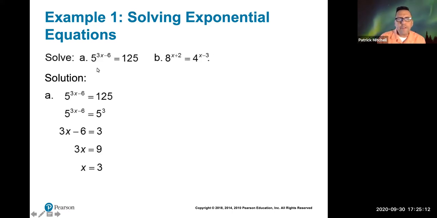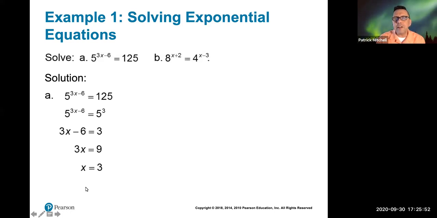Okay, so for 5 to the power 3x minus 6 equals 125, we rewrite 125 as 5 to the power 3. So now our equation is in the form b to the m equals b to the n. The two bases are the same. So remember, whenever that happens, it means that your two exponents are equal. So in this case, 3x minus 6 equals 3. If we add 6 to both sides, we get 3x equals 9, and then divide both sides by 3 to get x equals 3. So the solution of this equation is 3.